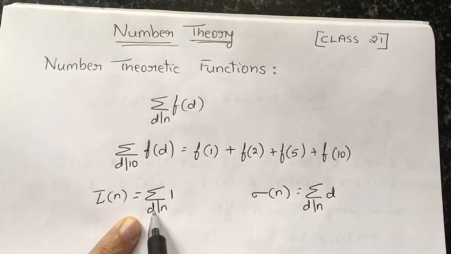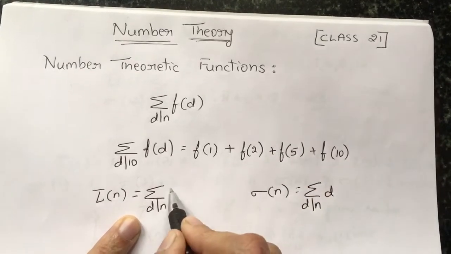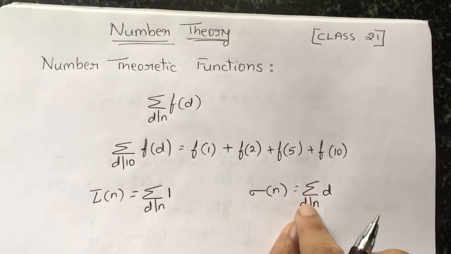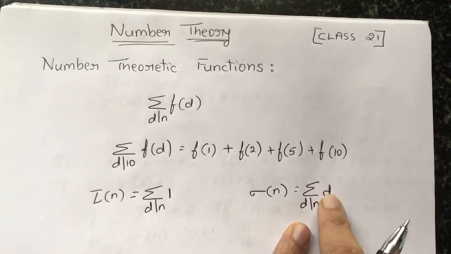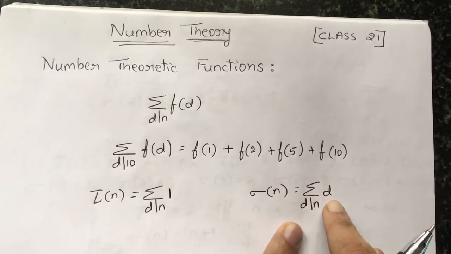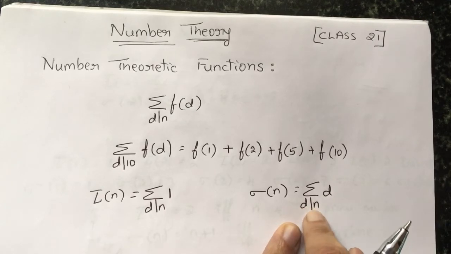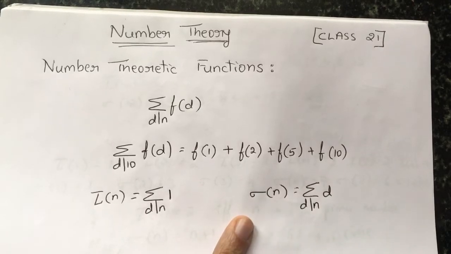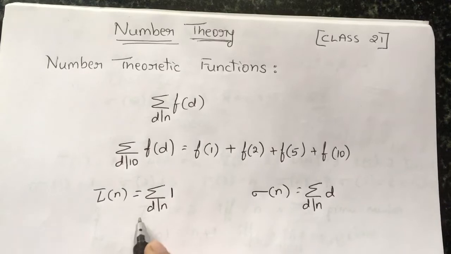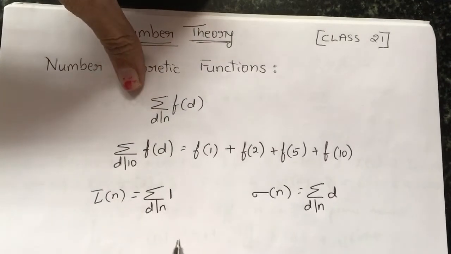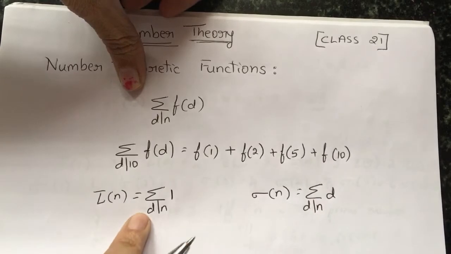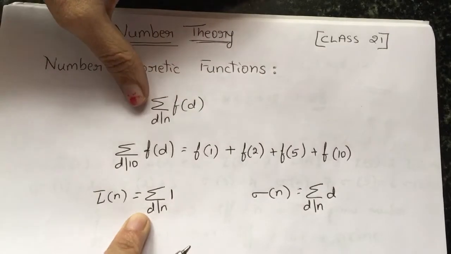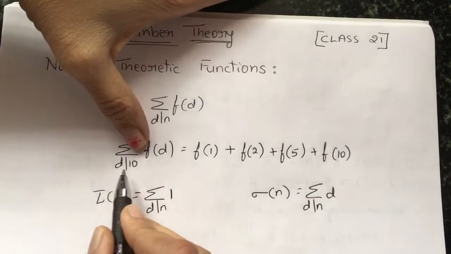In the sense, however many divisors it has, that many times I have to add 1 to get tau of n. And this is the summation of d, meaning I'm adding all the divisors. This is listing out all the divisors of n and adding them. That gives me sigma of n. So in this notation, we have to add all ones, so it depends on how many divisors it has. I'll take up this example only.